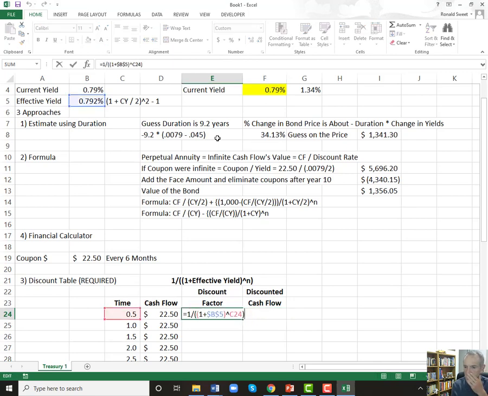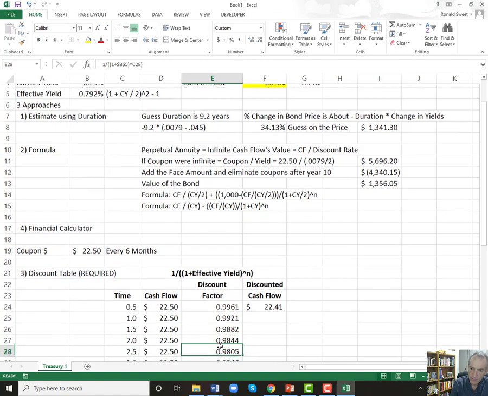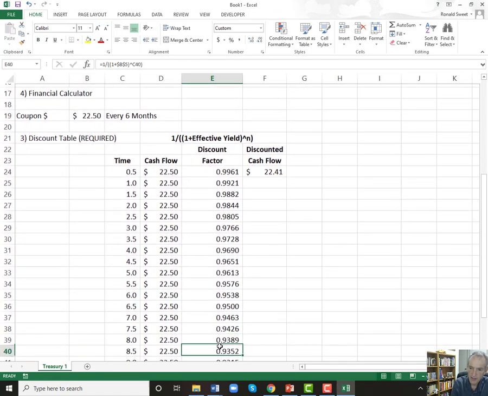All right, so there's my effective yield. 1 divided by, open parentheses, 1 plus, and go up to your effective yield. Lock that in. Raise it to the time, the 0.5. Make sure you have your parentheses in the right place. You should get a number that's 0.99 something on that very first 6 months. It shouldn't be much different than that. Then you copy that down. You make sure each one's getting lower because the present value is getting lower all the way down to the very end.